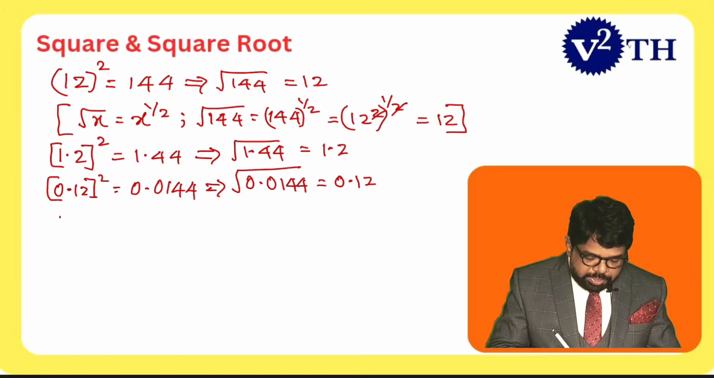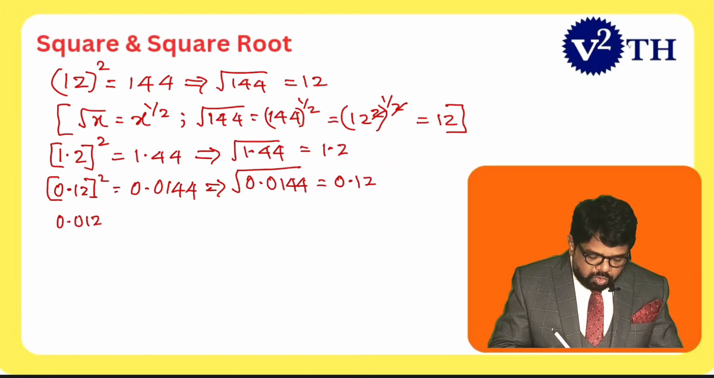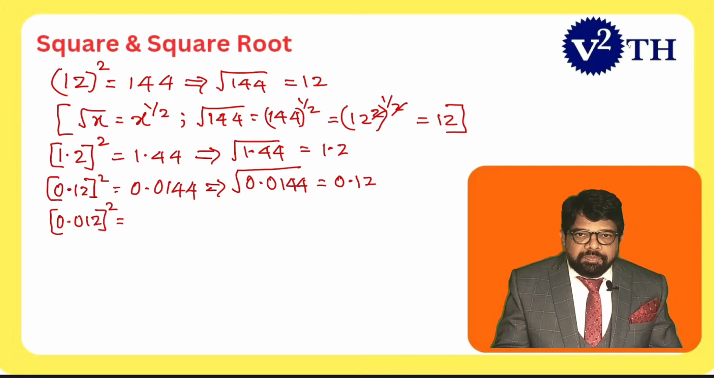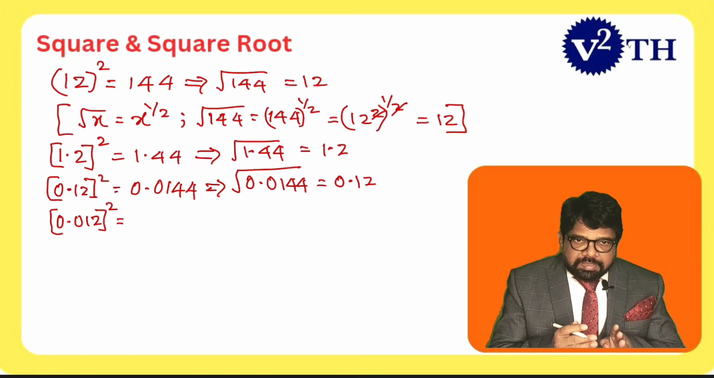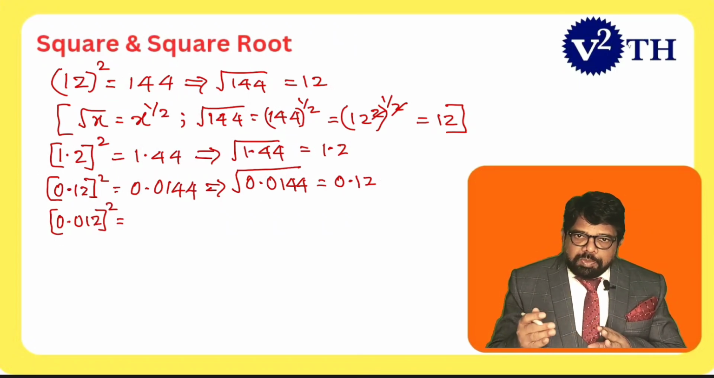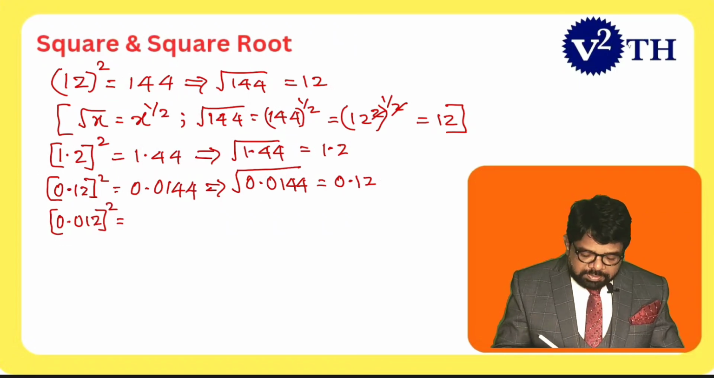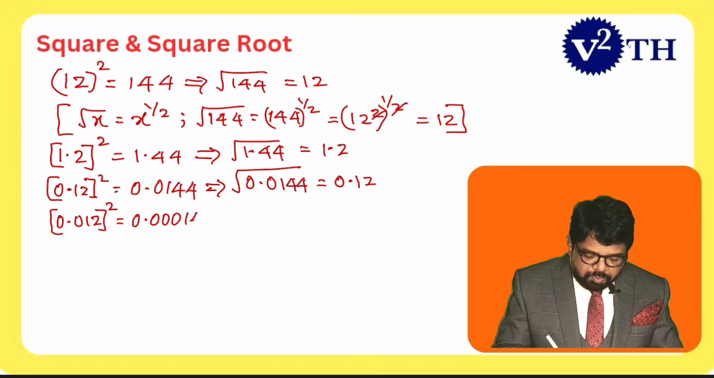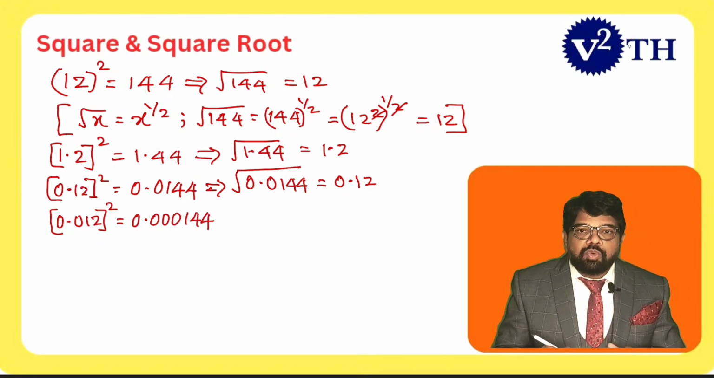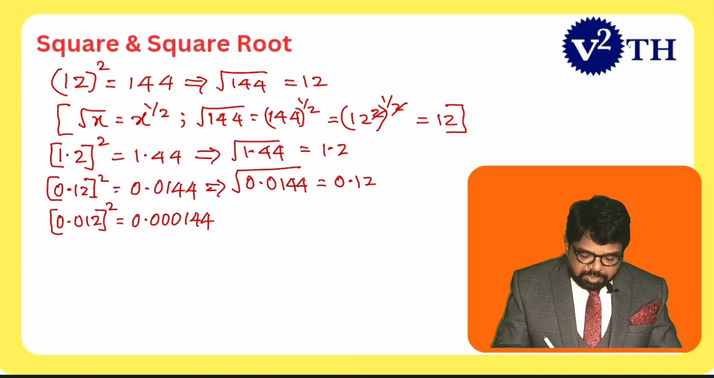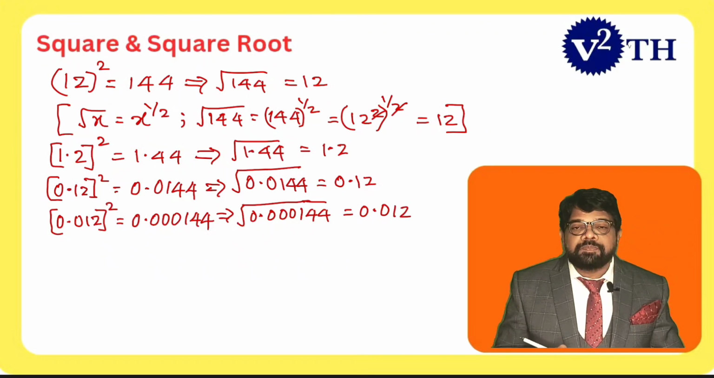Now one more example, suppose 0.012 whole square. What is the answer? After the decimal, in total how many digits did you get? 0.012 has 3 digits after the decimal, into again 3 digits. 3 plus 3, how much? Total 6 digits after the decimal. So it can be written as 0.000144, total 6 digits after the decimal. Now the square root of that value is again the reverse. The square root of 0.000144 can be written again as 0.012.